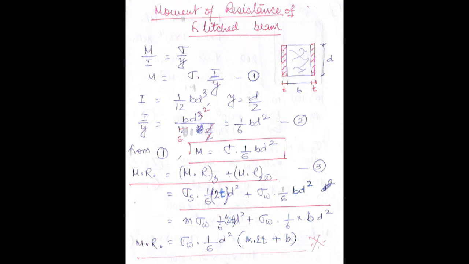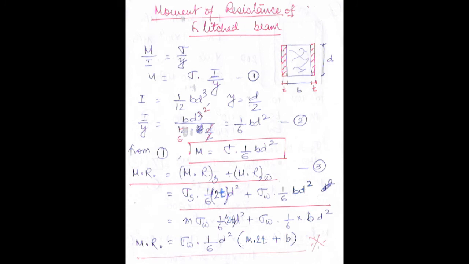Now if we see equation number 1, it turns out to be M is equal to sigma into I by Y value, which we have got as 1/6 BD square. So that is the expression for the bending moment developed. This will be the bending moment of resistance developed by the flitched beam. Now let us see how we can find the expression. Moment of resistance of the flitched beam Mr is equal to moment of resistance of the steel part plus moment of resistance of the wooden part.